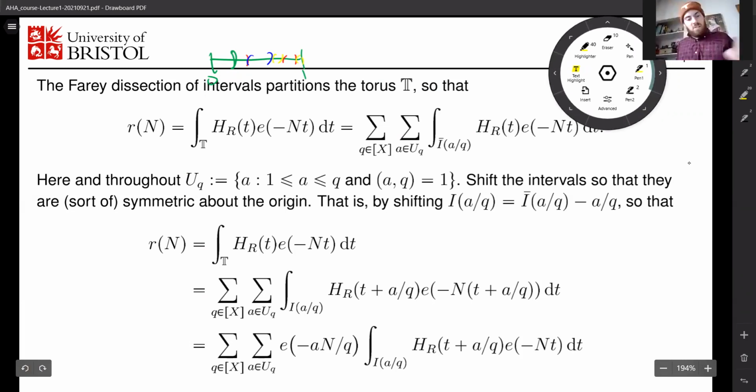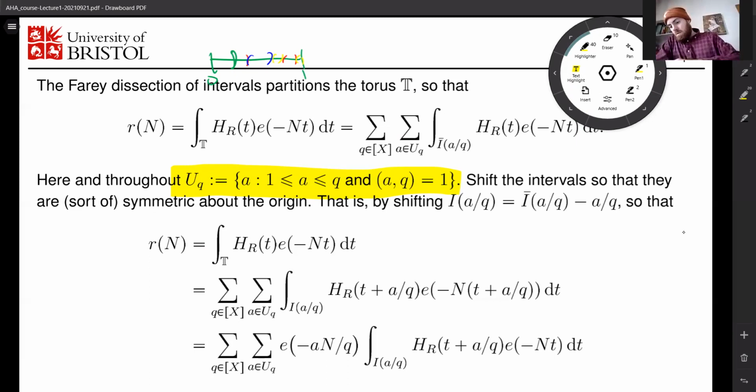Once I've partitioned my torus, I use that to partition my integral by just restricting the integrals to those intervals and summing over all the possible intervals. Since they partition, I get everything. Some more notation that came into play in this case is I need a way to write all of the reduced fractions mod q. I'm just going to write that as u of q, u being for units mod q. Should be easy to remember.